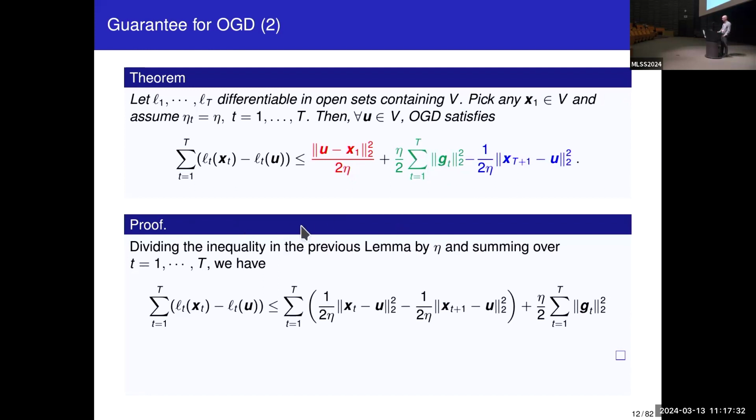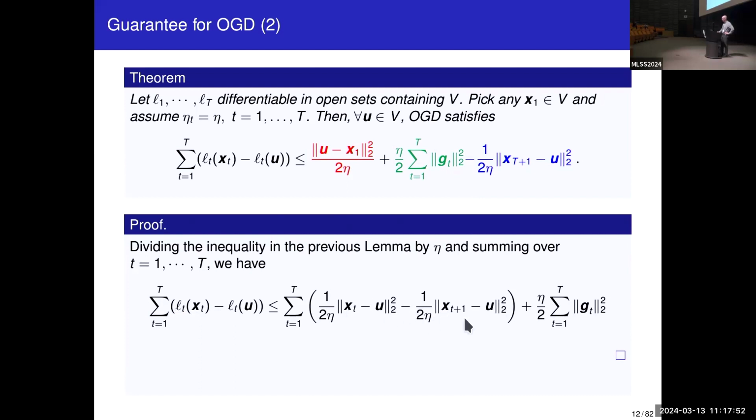So how do we show this inequality? We basically take the lemma that we showed before, and we just sum it over time. The lemma was just what happens in a single round. We just sum that inequality, basically this one for a single t, over all the rounds.